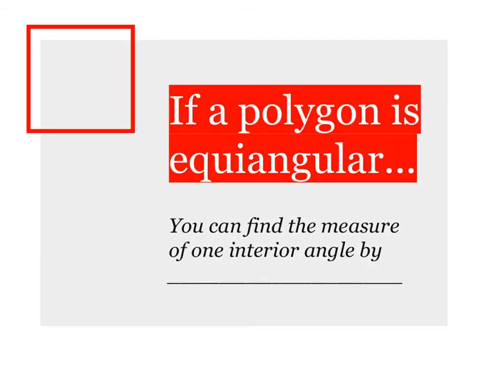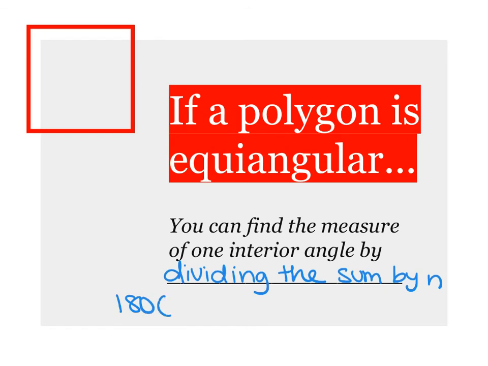All right, if a polygon is equiangular, we can find the measure of one interior angle by dividing the sum by n. In other words, our formula becomes 180 times n minus 2 over n. This only works if it's equiangular or if it's regular, because I'm splitting up my total by the number of angles that I have.